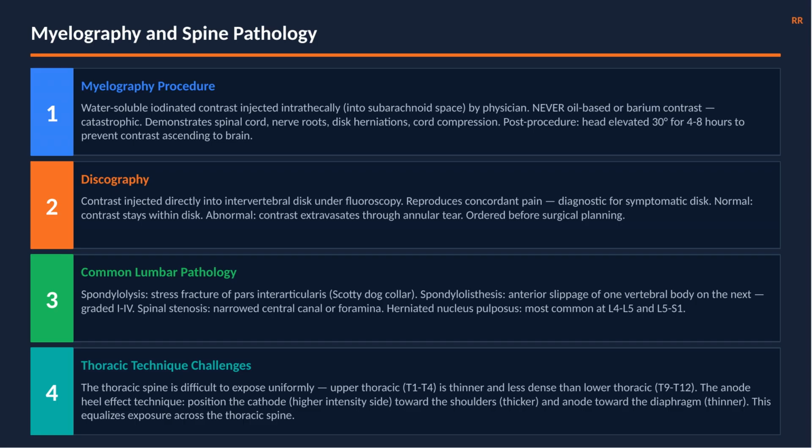Thoracic technique challenge. The upper thoracic is substantially less dense than the lower thoracic. Without compensation, upper segments are overexposed and lower are underexposed. The anode heel effect, cathode toward shoulders, is the technical solution. This is tested directly on the ARRT.